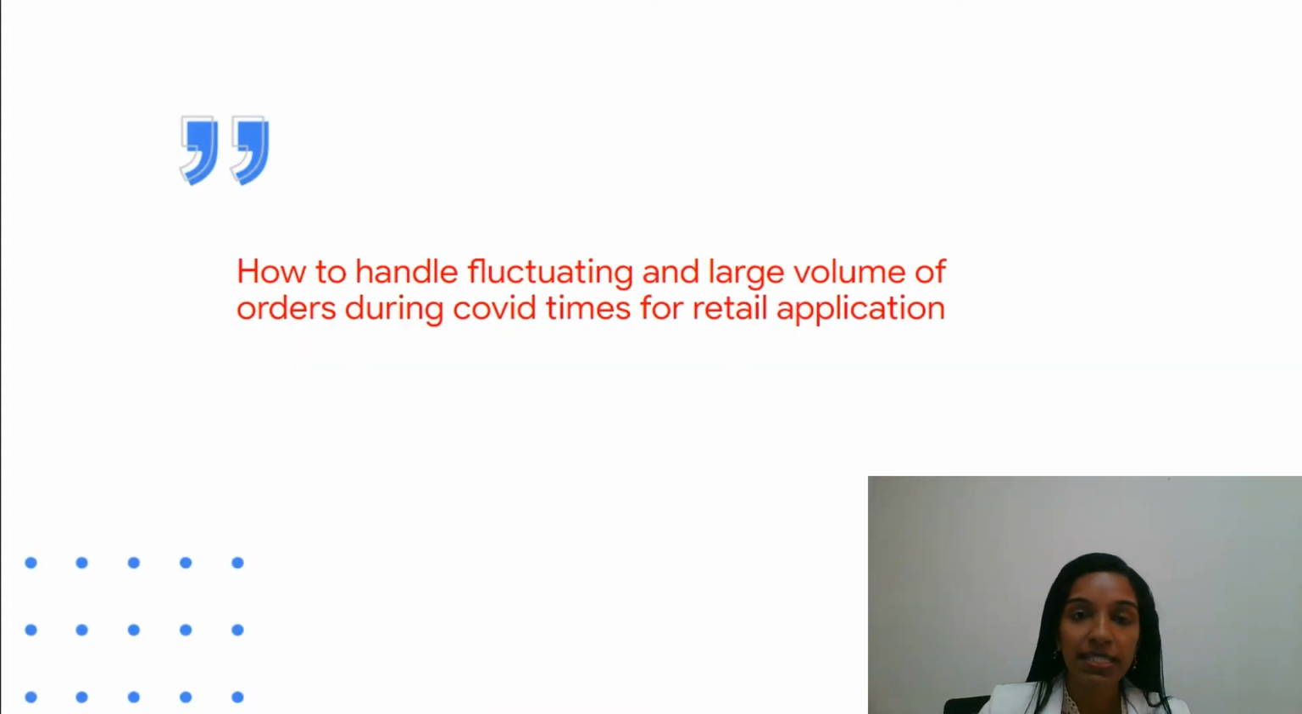During these COVID times, we have seen large and fluctuating volume of data orders coming into retail applications. Can we handle these kinds of fluctuating orders only using a monolithic application and physical servers? So I thought of a cost effective solution and I was trying to see how we can make use of Google Kubernetes Engine.